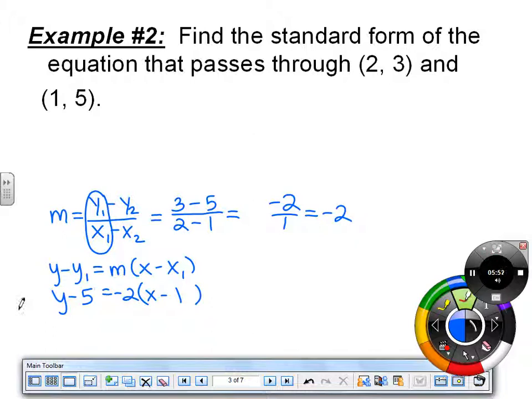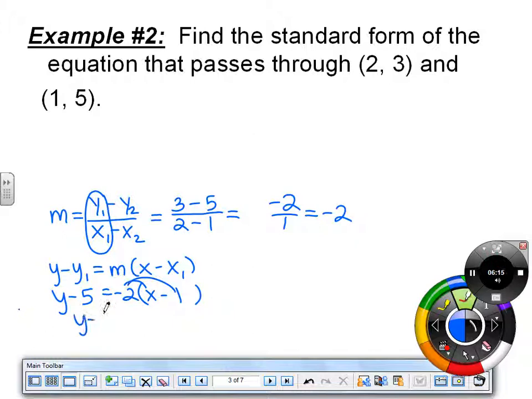And if you chose 2, 3, it's fine. In the end, we will have the same answer. So this time they're asking me to get to standard form. Even though standard form doesn't look like slope-intercept form, I still need to do what we did last time to get it into slope-intercept form, because I still need this 2 to be distributed. So I have the term with x separate from the constant term, and I still need this constant to be combined with the other constant in the problem.